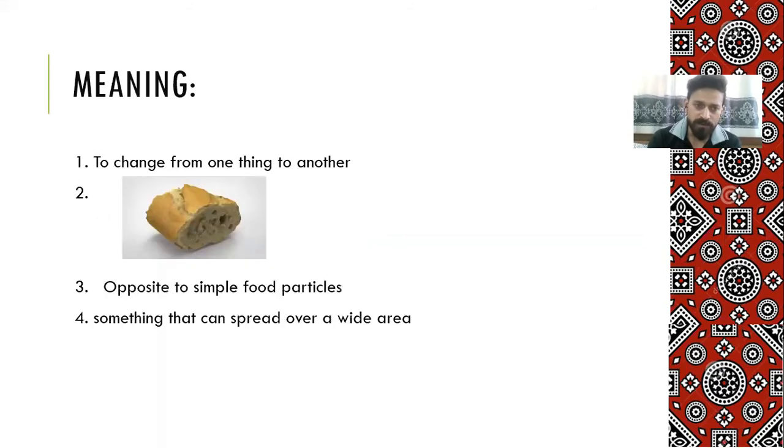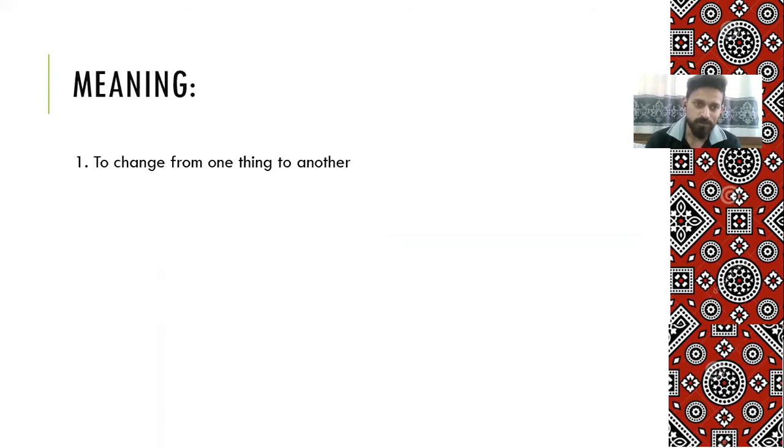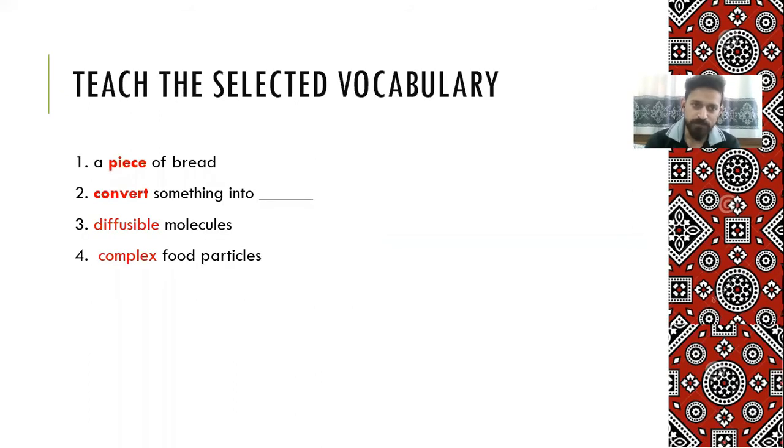So the last phrase is something that can spread over a wide area. Which phrase is it? That's diffusible molecules. Yeah, diffusible molecules. So we have it here, diffusible molecules.